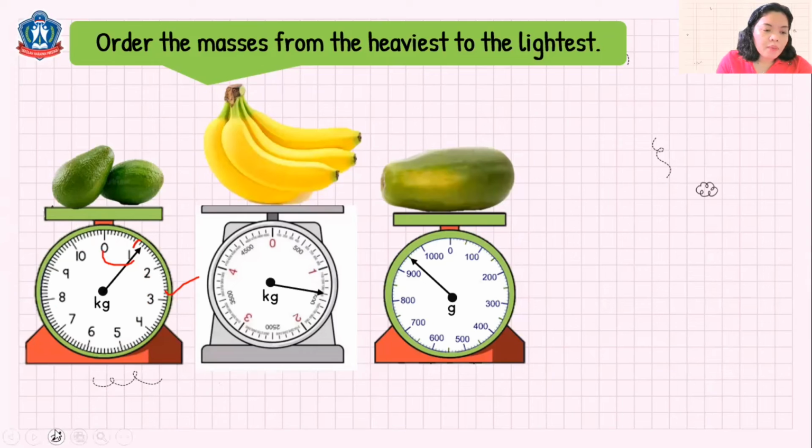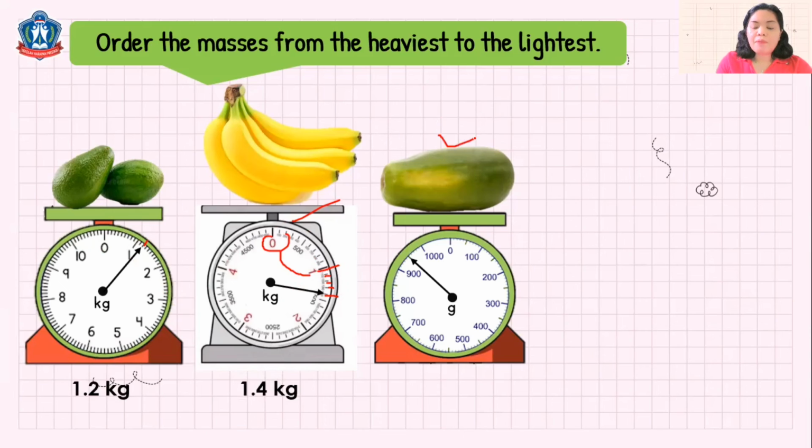From 1 kilogram, how many markings? This is 2 markings, meaning 200 grams. So this is 1 kilogram, 200 grams, or 1.2 kilograms. Next, we have the banana. The banana, we have 1 kilogram here. Then we have how many markings? We have 4 markings. From 0 to 1, there are 10 markings. So the same, 100 grams per marking. So this is 1 kilogram 400 grams, or 1.4 kilograms.